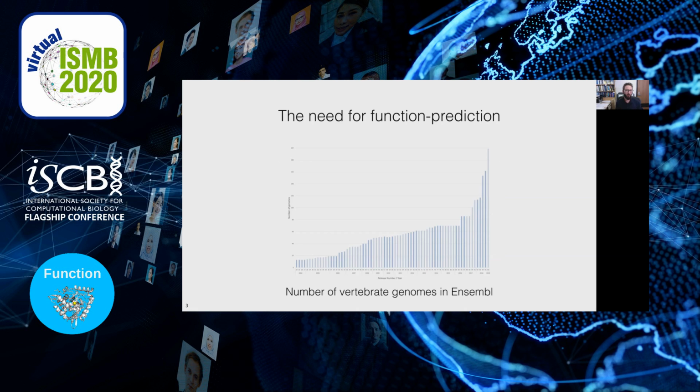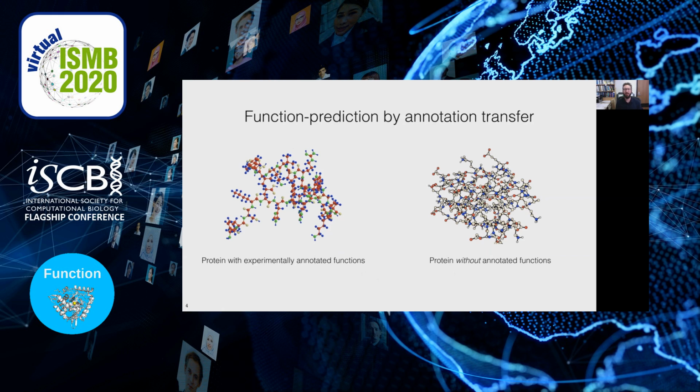The number of these vertebrates that are in a lab with people actually doing experiments on proteins from them is probably not more than a dozen or 2 dozen. So we need to predict function. The way this is normally done is by transferring annotations. We transfer annotations from a protein with experimentally annotated functions to proteins with fewer or no annotated functions.